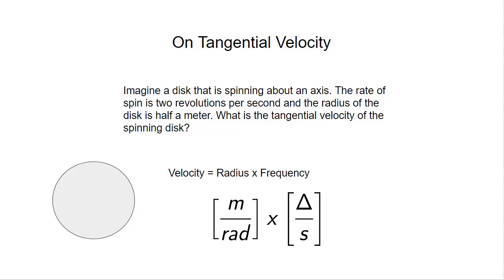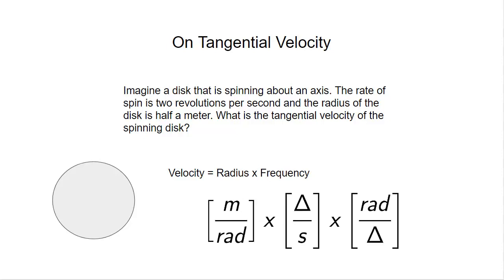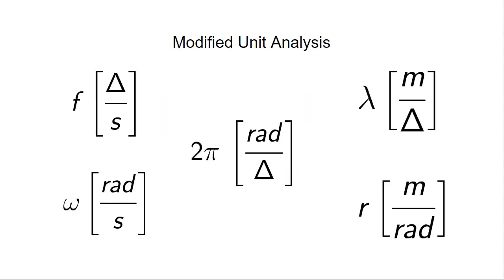And so then I notice that in order to balance this equation so that the units are meters per second, I need to multiply that by radians per cycle. Since I was taught modified unit analysis, I know that 2 pi has units of radians per cycle.